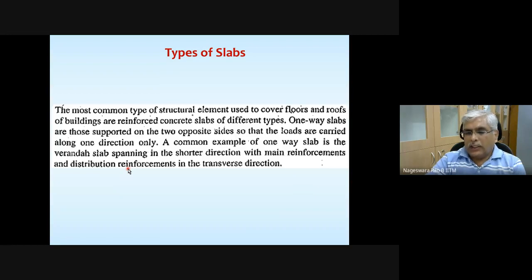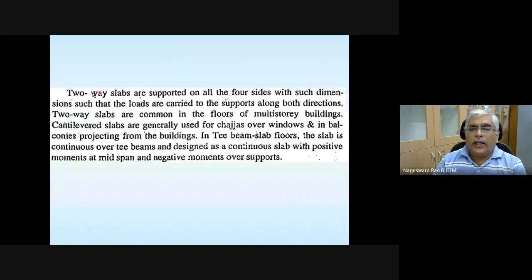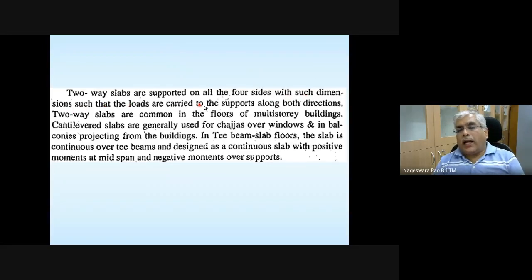Okay, so in a one-way slab you are going to have main reinforcement only in one direction. Two-way slabs are supported on all four sides with such dimensions that the loads are carried to the supports along both directions. Two-way slabs are common in floors of multi-storied buildings. Cantilever slabs are generally used for chajjas over windows and in balconies projecting from the buildings.